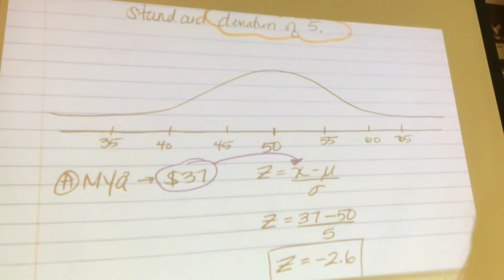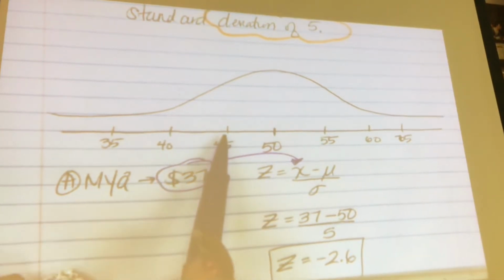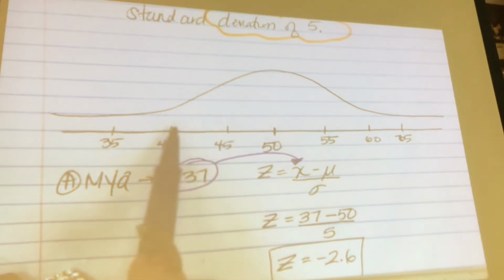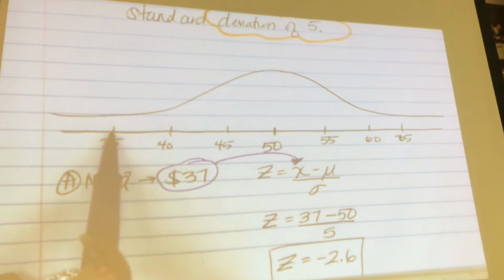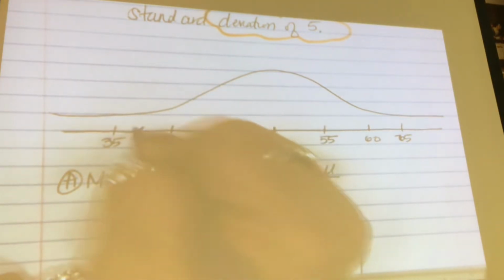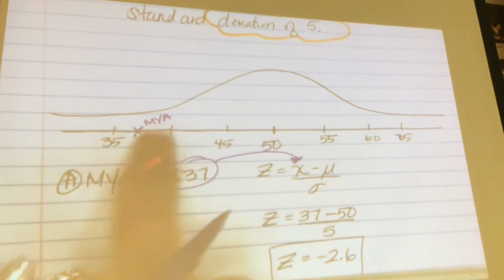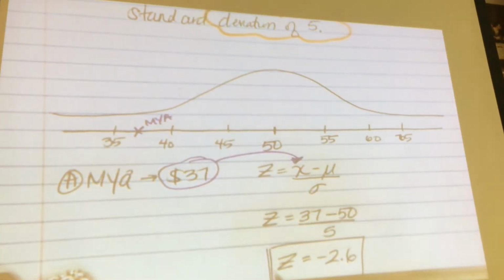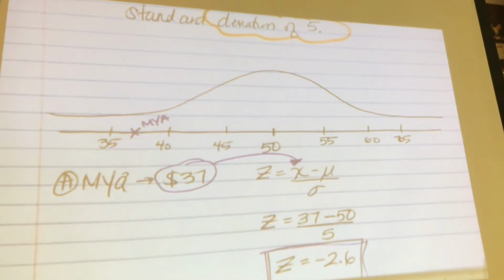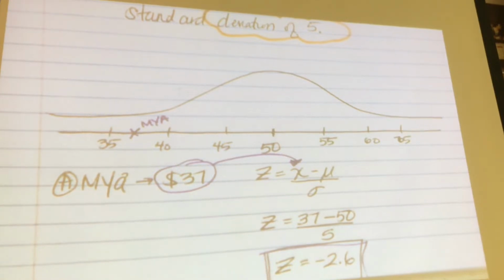Let's see if this makes sense. What's this z-score right here? Negative 1. What's this z-score right here? Negative 2. Isn't Maya in between here somewhere? So does it make sense that her score is a negative 2.6? Yes. So when you're doing tonight's homework and working on the review assignment, make sure your scores make sense. Like if I would have gotten 2.6, I'm wrong. And if I would have gotten 3 point something, you know that's wrong. Okay?